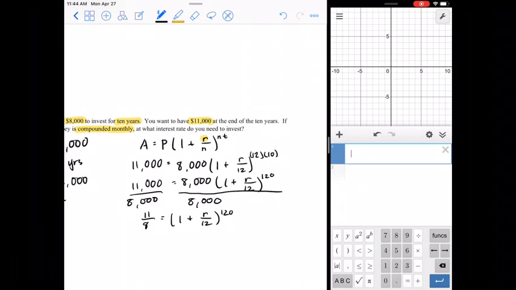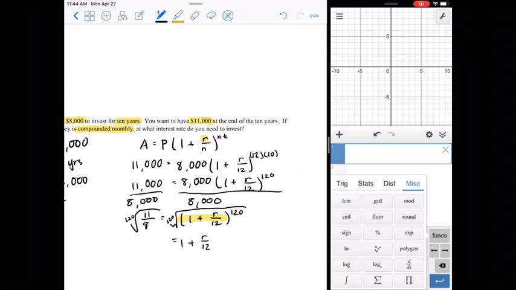What we're really doing here, if we want to get this expression, that stuff in parentheses by itself, we need to take the 120th root of both sides. And so on this side, it will just leave us with 1 plus r over 12.